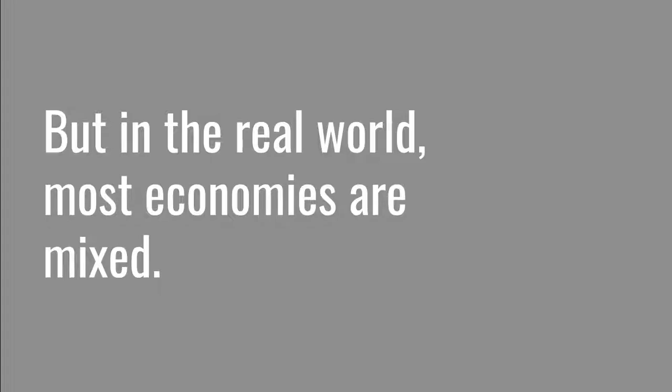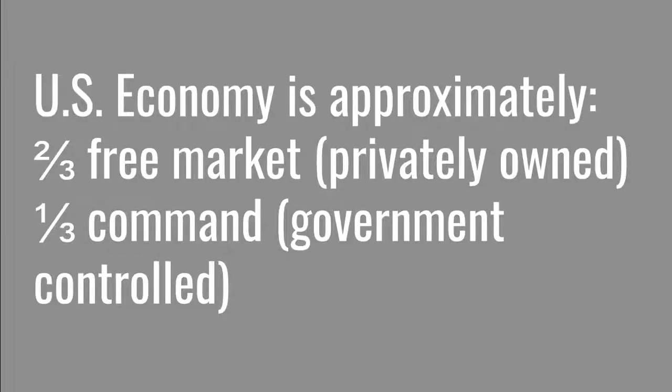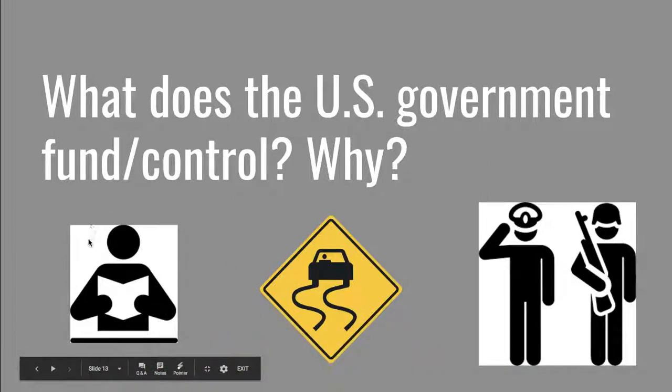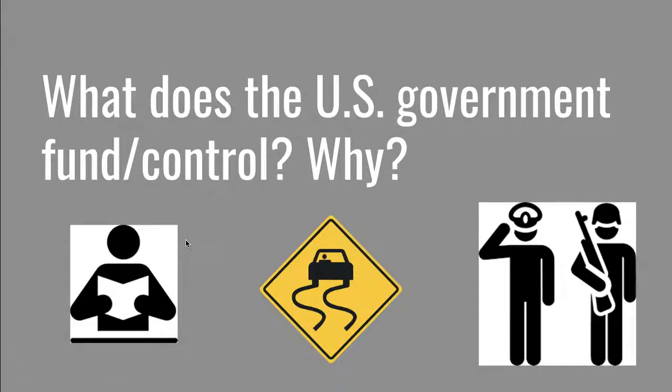In the real world, most economies are mixed. Government provides many services for the people, but individual buyers, sellers, and companies dictate most prices. Okay, so the U.S. economy, in case you're wondering, we're about 2/3 free market, so privately owned, private citizens do business in our economy, and then about 1/3 government controlled. That third involves things like schools. So my salary is paid largely by the state of Colorado, which is the government.